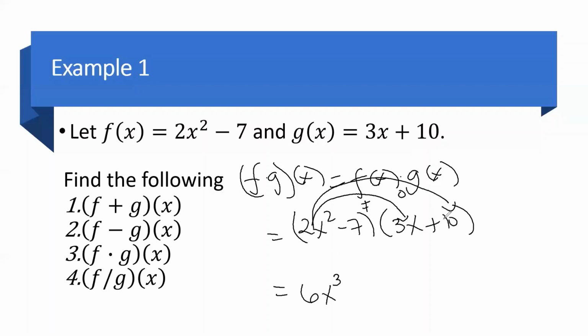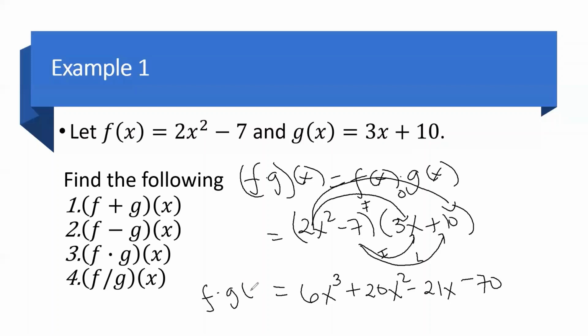So 2x squared times 10 is equal to positive 20x squared. The inner, this is now the I: negative 7 times 3x is negative 21x. And the last, the L: negative 7 times 10 is negative 70. So f times g of x is equal to 6x cubed plus 20x squared minus 21x minus 70.